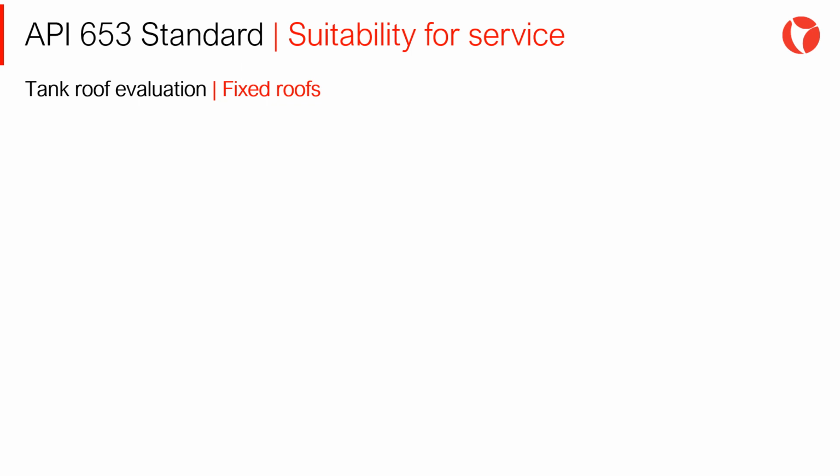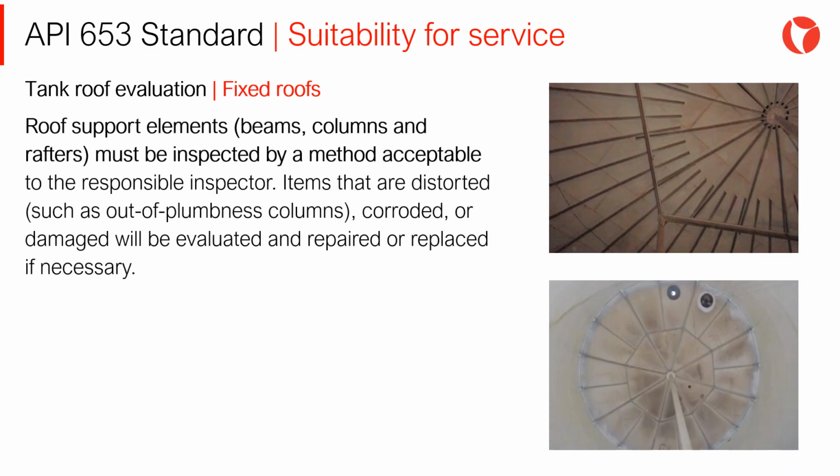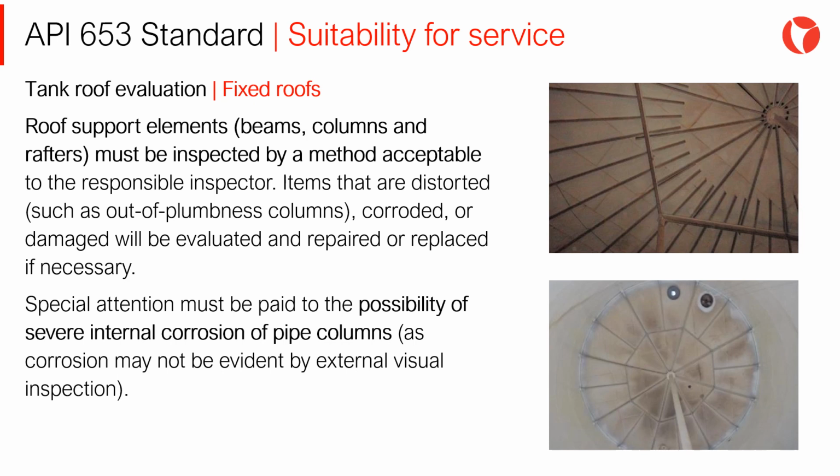Fixed roofs. Roof support elements, beams, columns, and rafters must be inspected by a method acceptable to the responsible inspector. Items that are distorted, such as out-of-plumb columns, corroded or damaged, will be evaluated and repaired or replaced if necessary. Special attention must be paid to the possibility of severe internal corrosion of pipe columns, as corrosion might not be evident by external visual inspection.